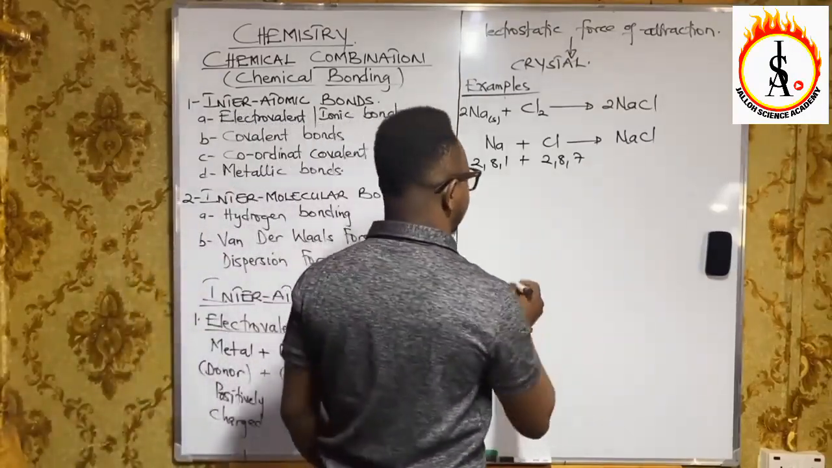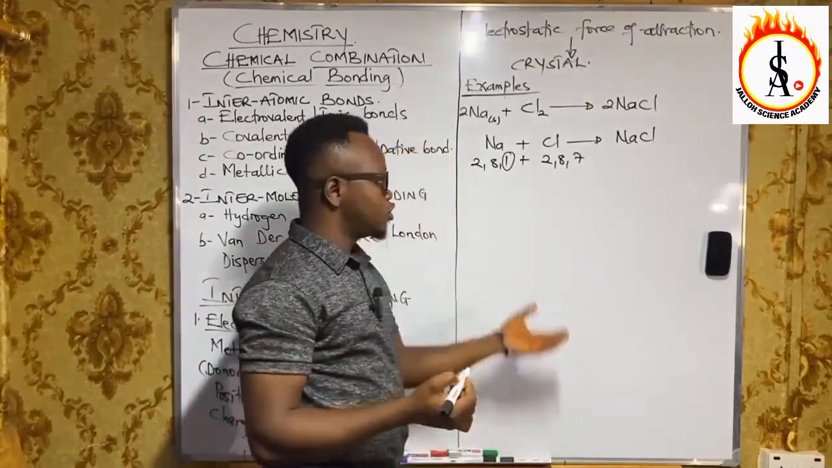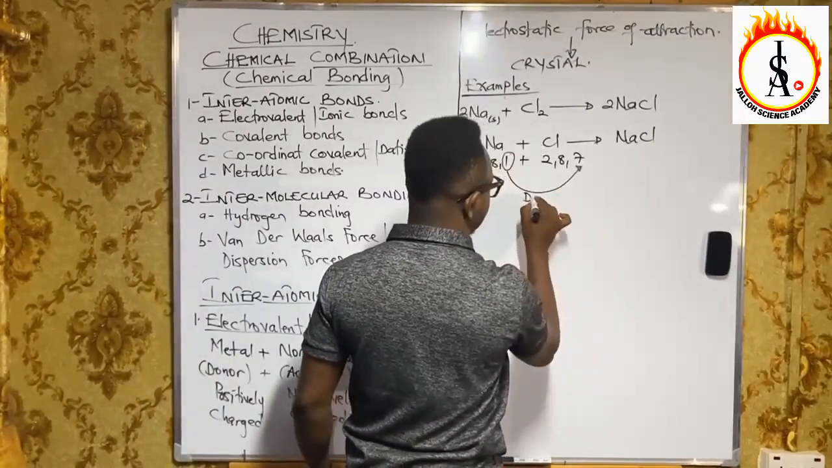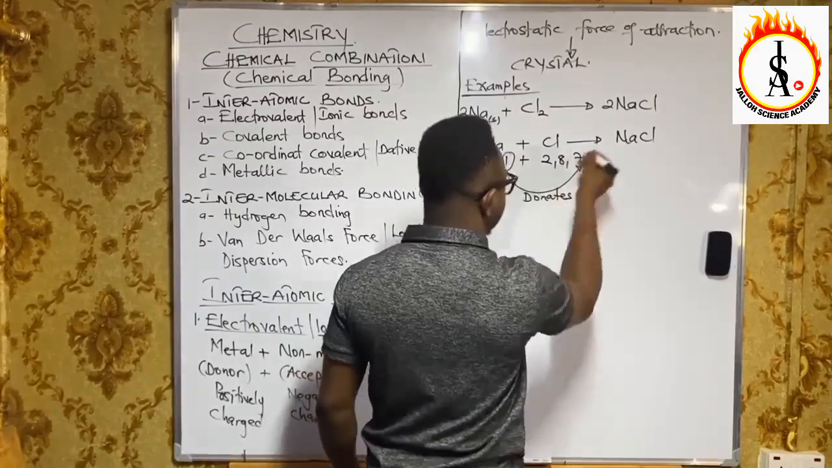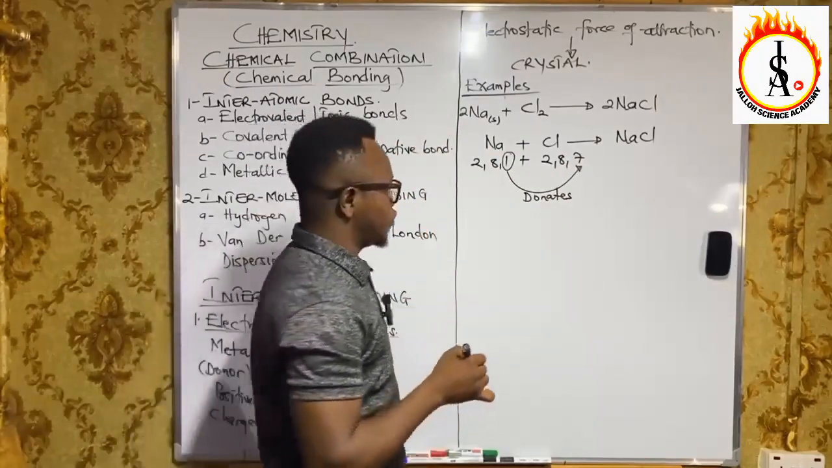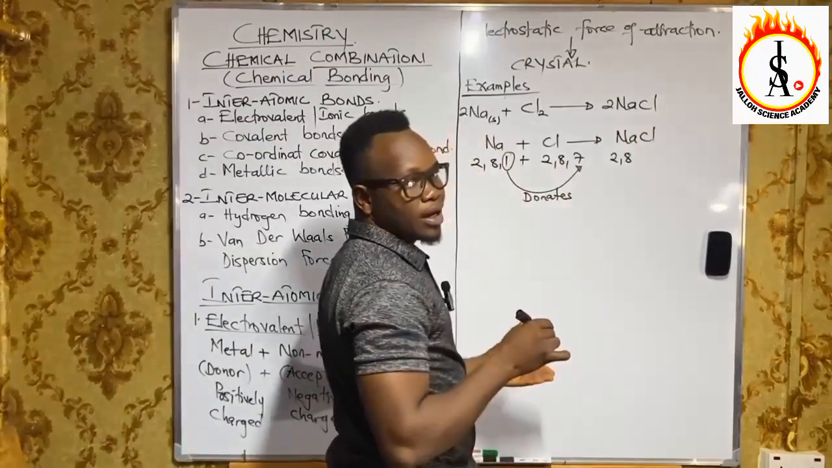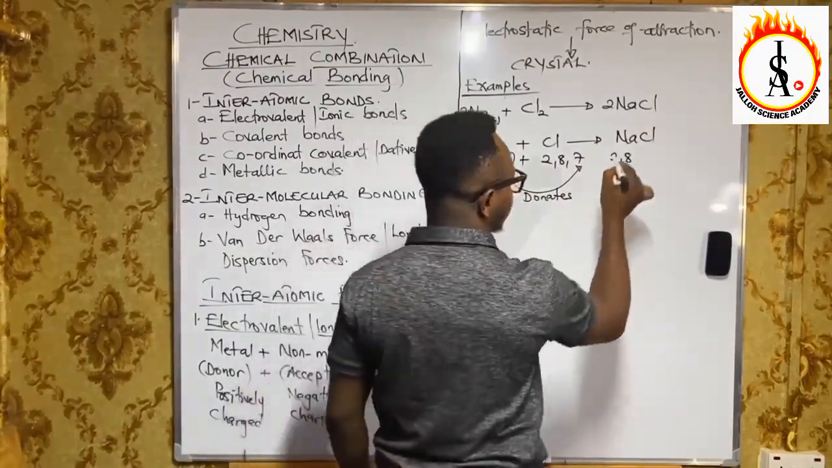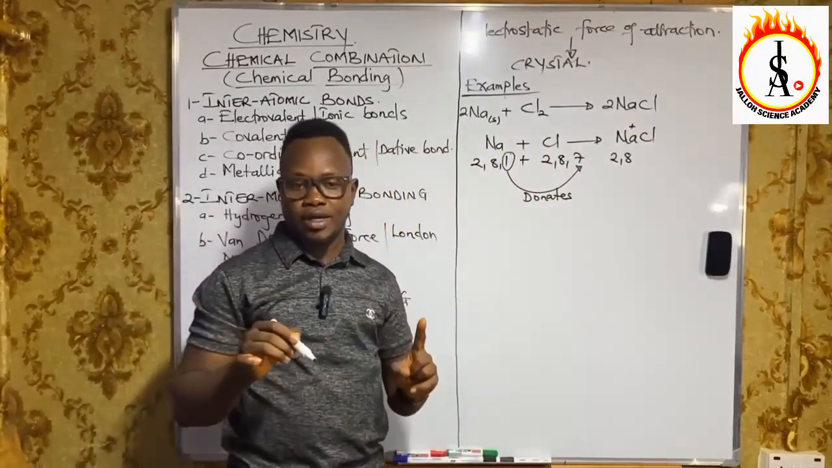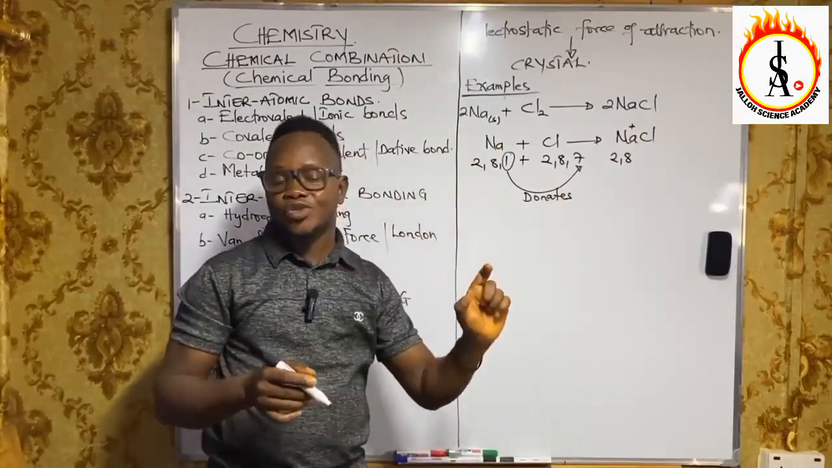So what happens in this situation? This electron that is outside, which is a valency electron of sodium, sodium is going to donate this valency electron to the chlorine. And when sodium donates, what happens? Sodium now gets a configuration of 2, 8. It no longer is a sodium atom. It is now a sodium ion. It gets a charge of +1, because when a species loses electrons, its charge will increase.